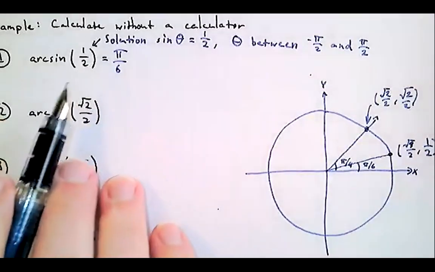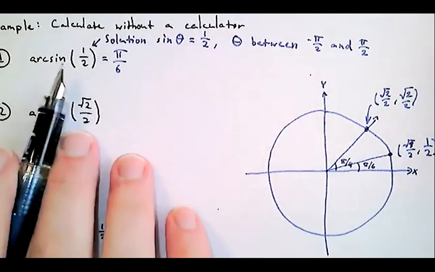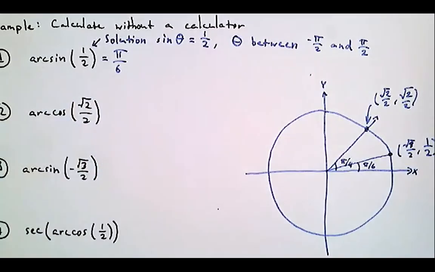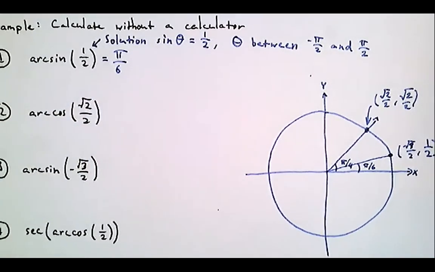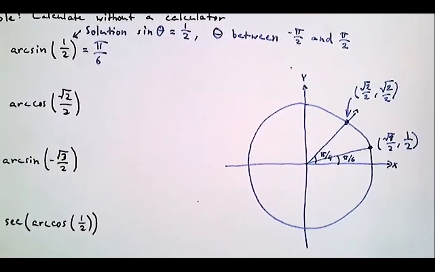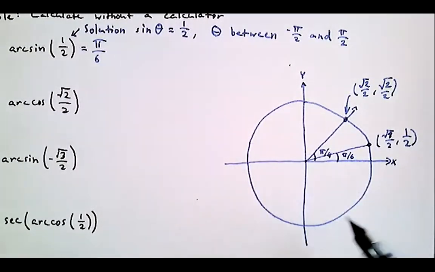So the thing to keep in mind is that angles come out of your inverse functions, your arcsine and your arc cosine. And you'll have to remember the unit circle in order to find some of these values.